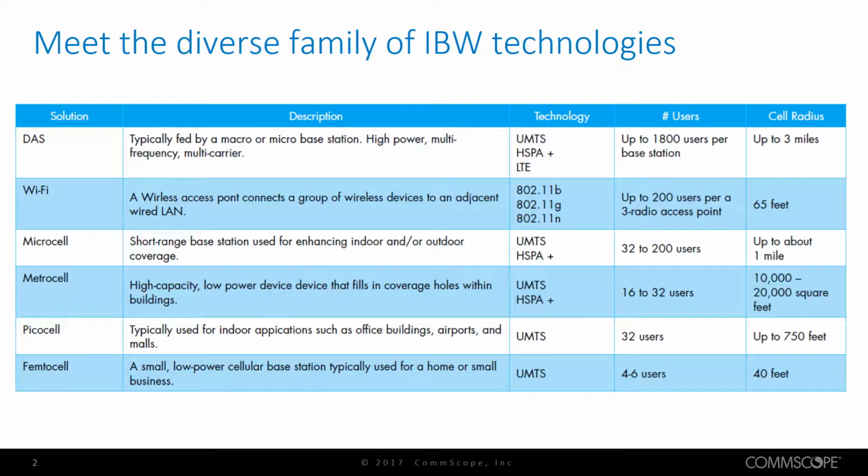This lesson will look at two of the most significant classes of IBW solutions: distributed antenna systems, or DAS, and small cells. While they share some physical and configuration similarities, they operate differently. Each offers unique advantages.